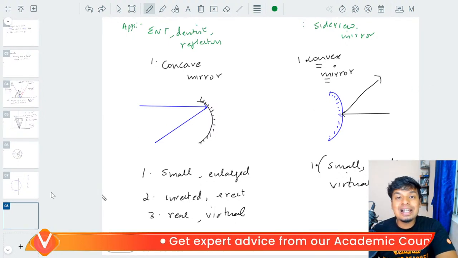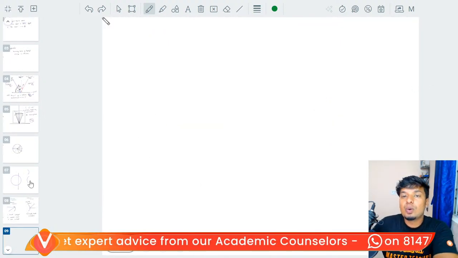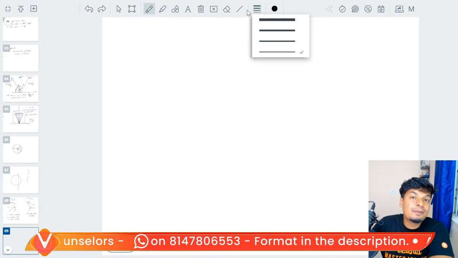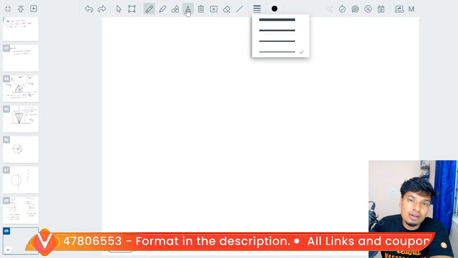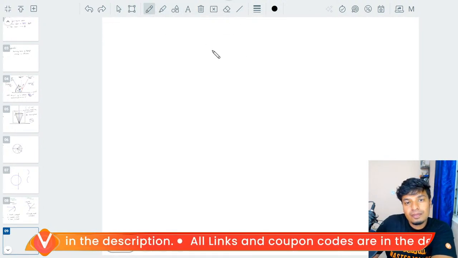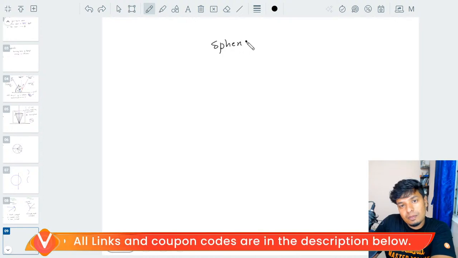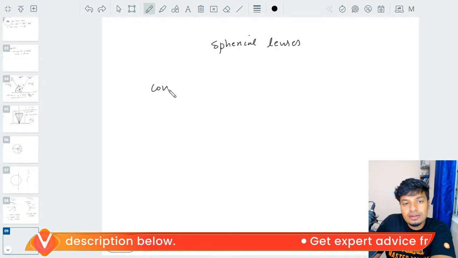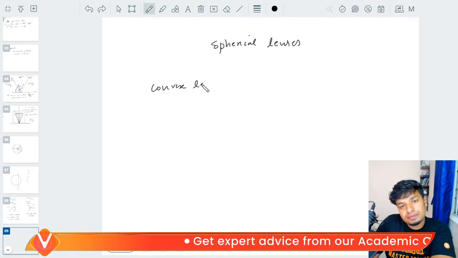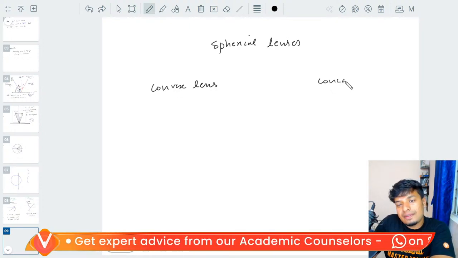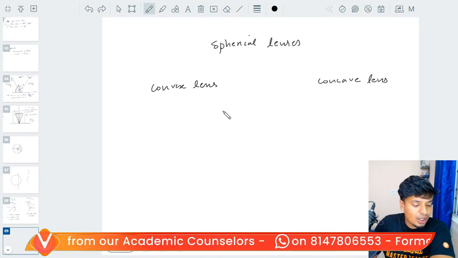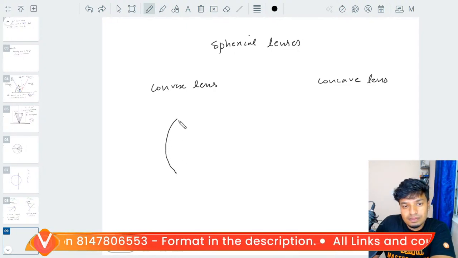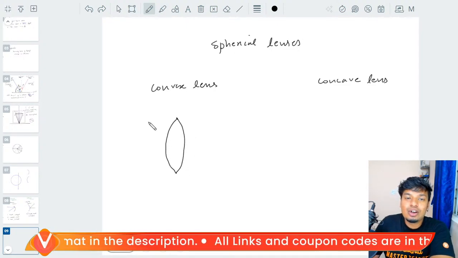Let's talk about spherical lenses now. Okay. Now, what is a lens? A lens is a glass which is transparent, and refraction happens in lenses. What is refraction? Bending of light happens. There are two types of lenses. One is convex lens. Next is concave lens. Convex lens is like your idli, guys. You know how idli looks like, right? Convex lens is like an idli.